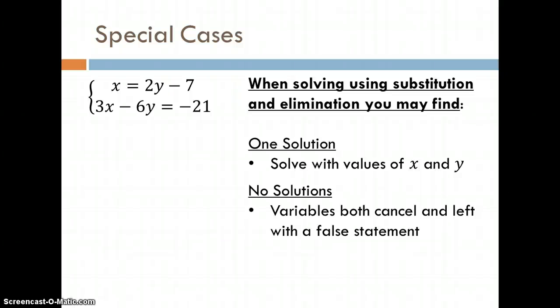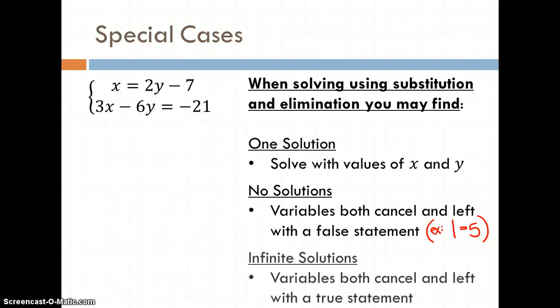If you have no solutions, we'll see a couple of examples here. Whether you're substituting or eliminating, both your variables are going to cancel out. Your x's cancel out, your y's cancel out, and you're left with a false statement. By a false statement, I mean something that should be pretty obviously not true. For example, you're left with 1 = 5. You're left with something that is completely not true in any way. 1 is never equal to 5, so that means there are no possible solutions.